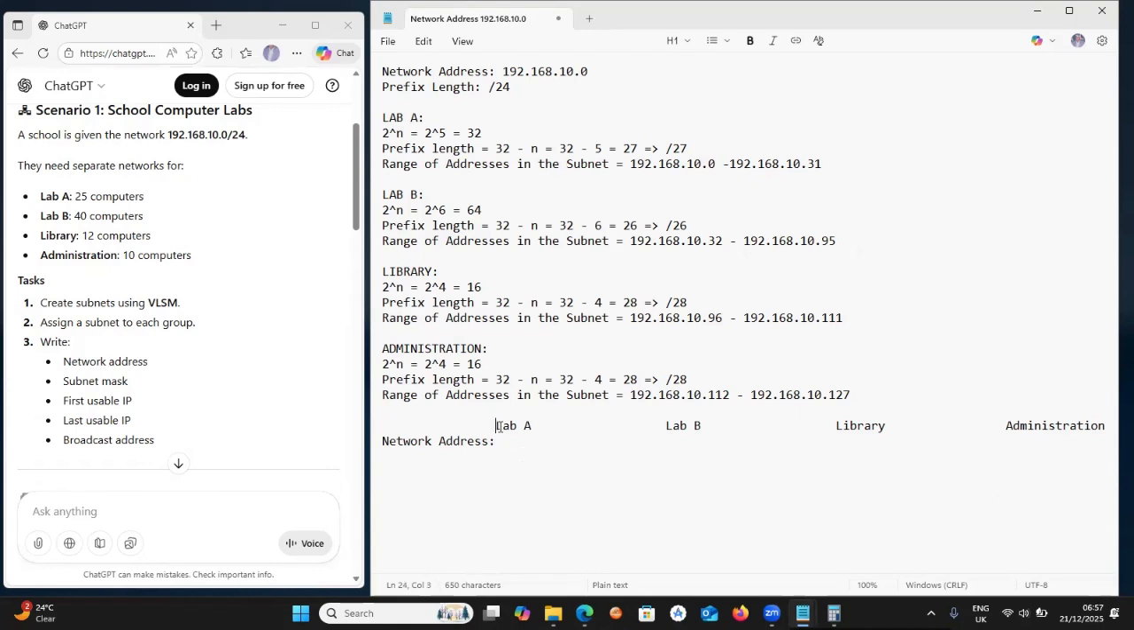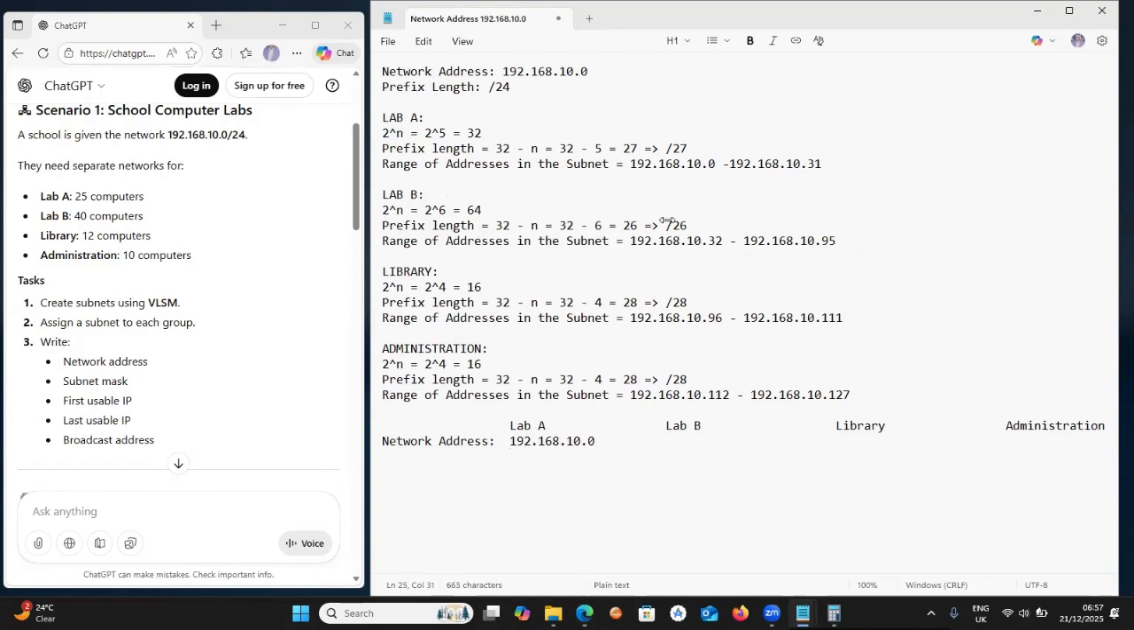Network address for lab A is the first address. Now, for each subnet, the first address is the network address, the last address is the broadcast address, and the range of addresses between them is the range of usable addresses. Now, the first address for lab A here is this, and that is the network address for lab A.